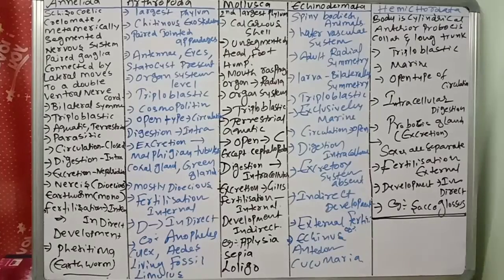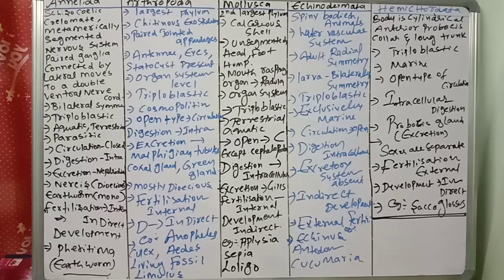Morning children. Today we are going to discuss some more phyla: annelida, arthropoda, mollusca, echinodermata, hemichordata. Yesterday we discussed up to arthropoda, right? So today we are going to discuss some more phyla with their characters.